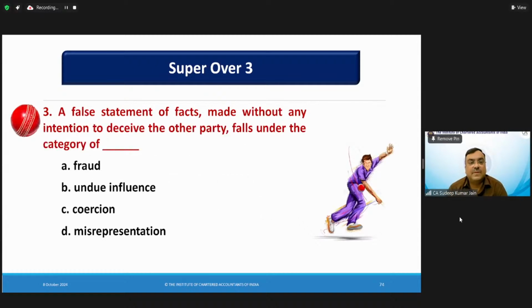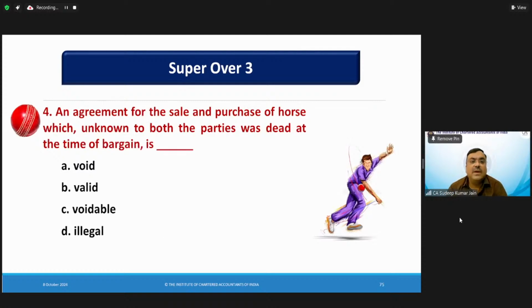Third question. A false statement of facts made without any intention to deceive the other party falls under the category of fraud, undue influence, coercion, misrepresentation. An agreement for the sale and purchase of a horse which, unknown to both the parties, was dead at the time of bargain is void, valid, voidable, illegal.